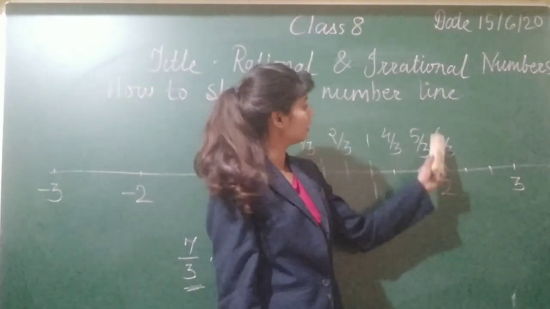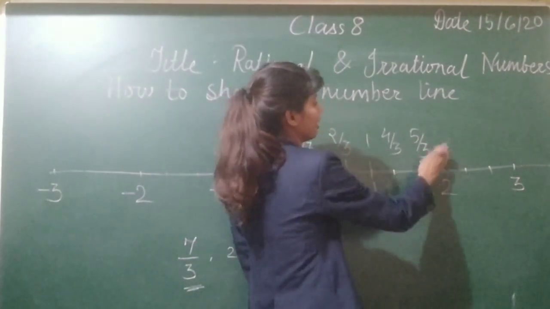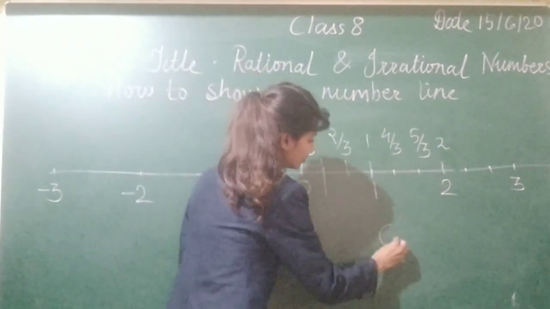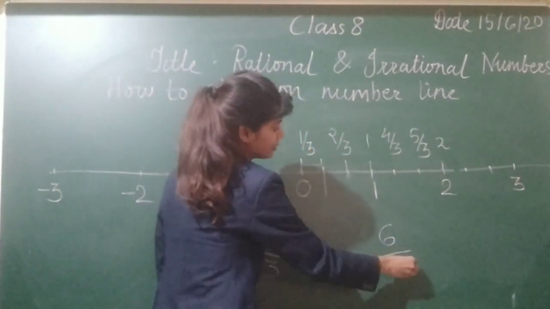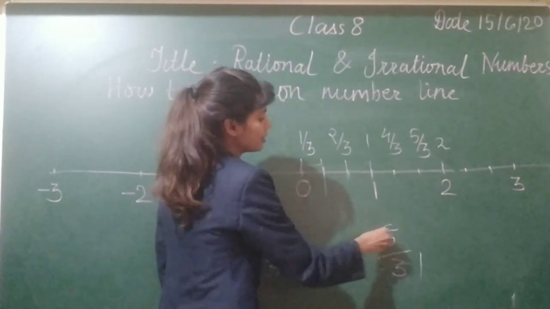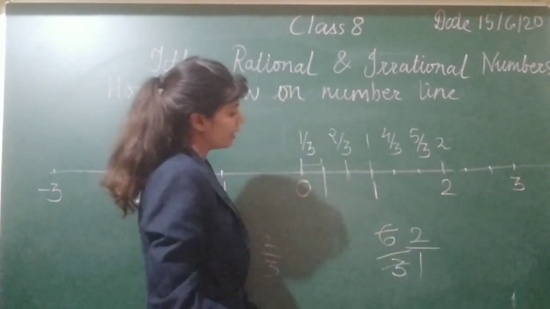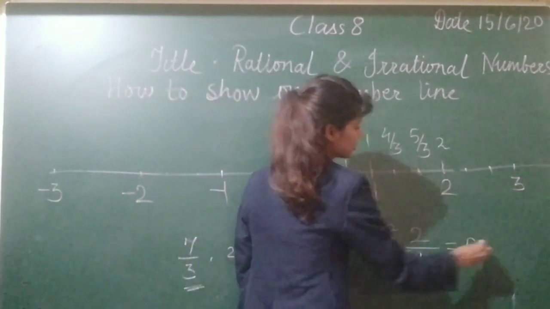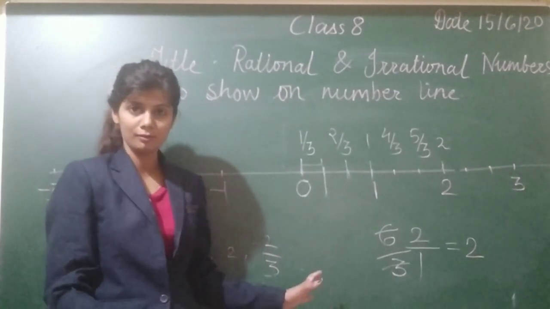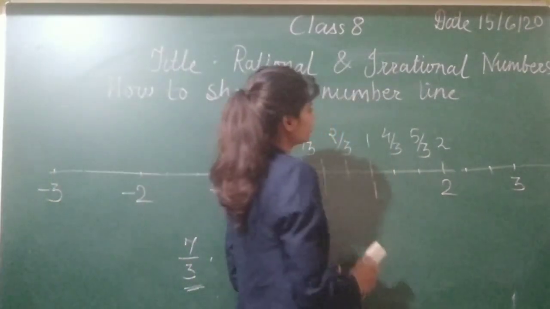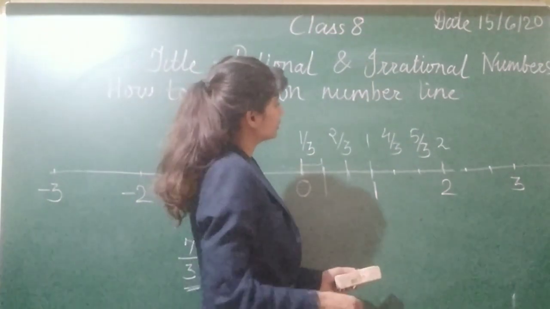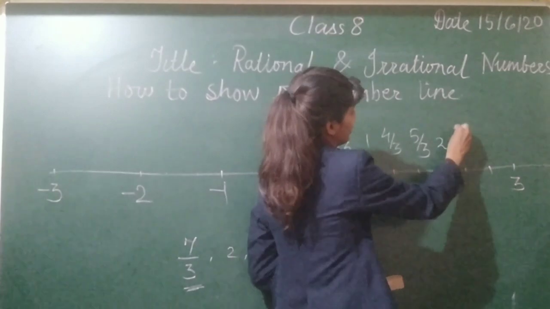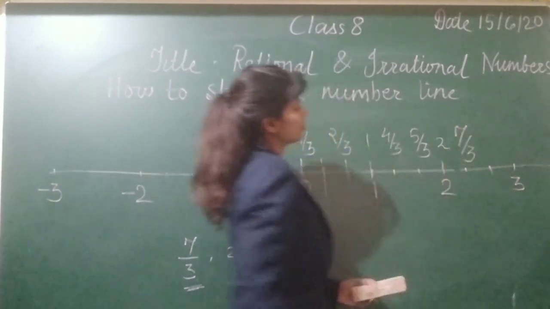But if we divide this number, we'll get the value equal to 2. How do we get it? 6 by 3. 3 ones are 3, 3 twos are 6. And anything which is divided by 1 will be equal to the same number. So it will be 2. Understood how? Okay. Now this is 6 by 3. Now this will be 7 by 3.